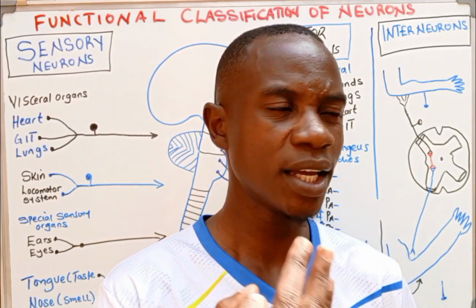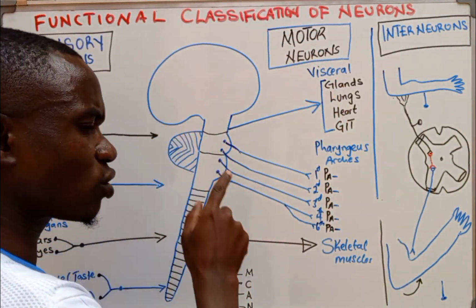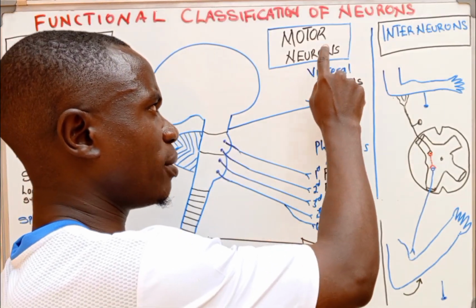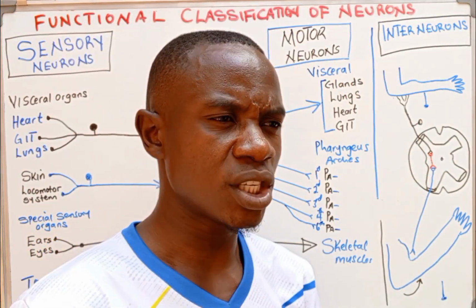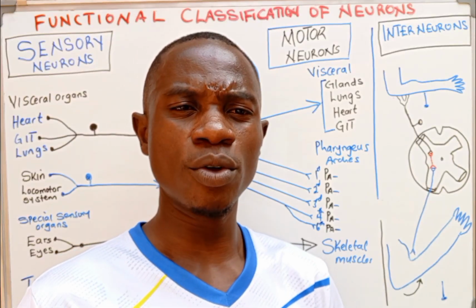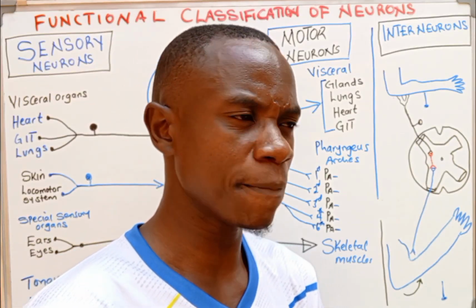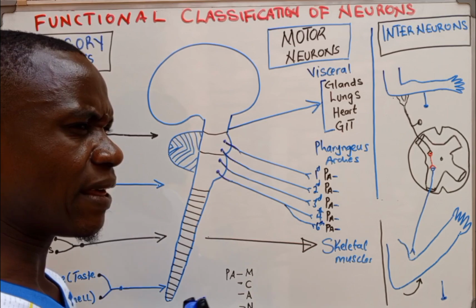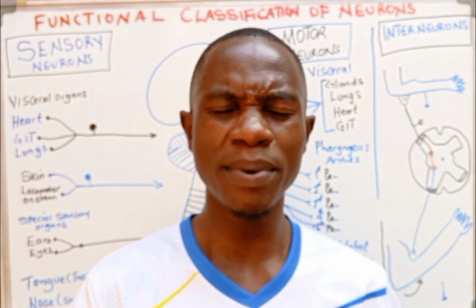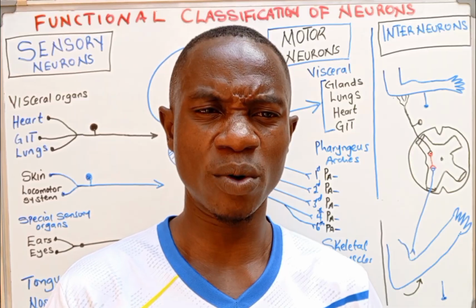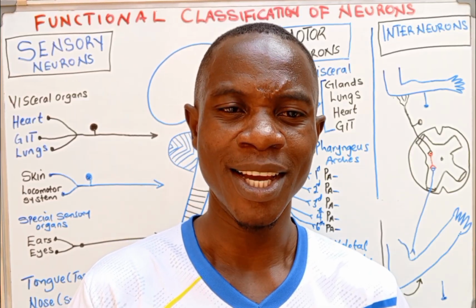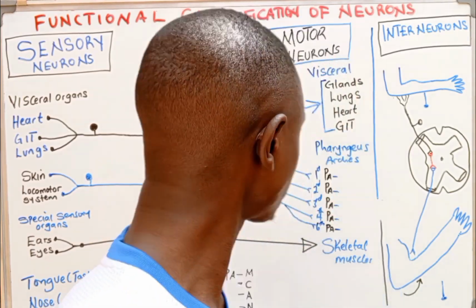functional classifications of neurons. The first one is what we call the sensory neurons, the second is what we call the motor neurons, and the third one is what we call the interneurons. We want to classify these neurons by the function which they do. And there are going to be some other basic terminologies we are going to be generating during this study of the functional classification of neurons. So let's get started.